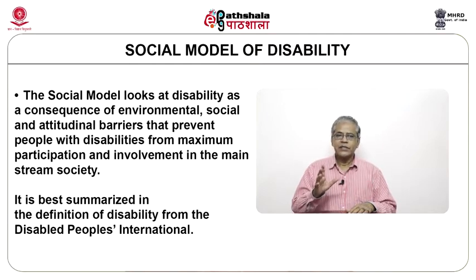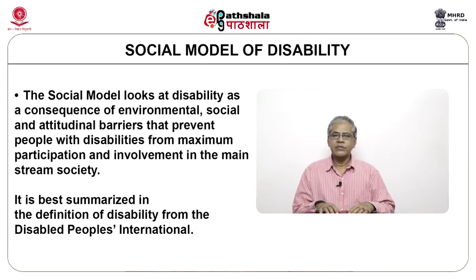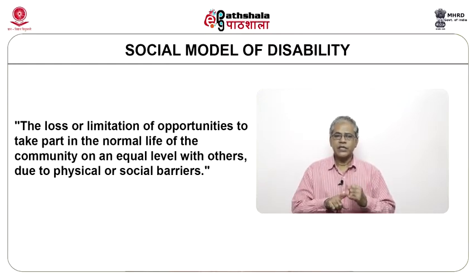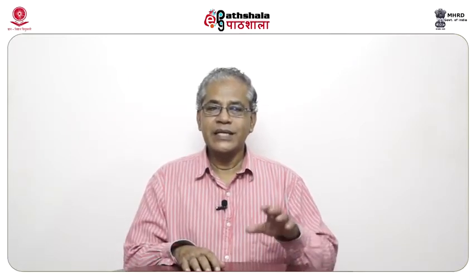It is best summarized in the definition of disability from the Disabled People's International: the loss or limitation of opportunities to take part in the normal life of the community on an equal level with others due to physical or social barriers. The social model of disability states that disability is a social construction, which is to say that society creates disability by imposing hindrances to the full participation of persons with different abilities. Such hindrances include negative attitudes, physical impediments, and institutional communication and social barriers.